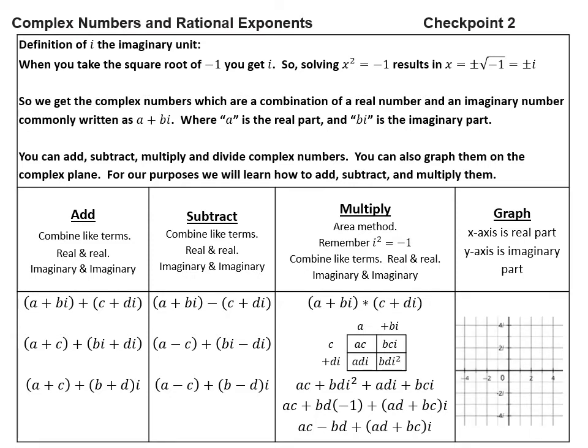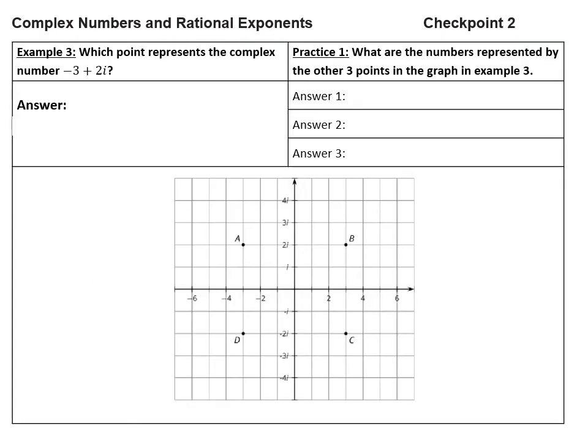And as you take a look at the complex plane, we've got the x-axis is your real numbers, and the vertical axis, the y-axis, is your imaginary numbers. So which point represents the complex number negative 3 plus 2i? Well, let's see. Real part's negative 3, imaginary part's positive 2. So our coordinate would be negative 3, 2, which happens to be A. And for the practice, I would like you to tell me what point represents the complex number for B, C, and D.